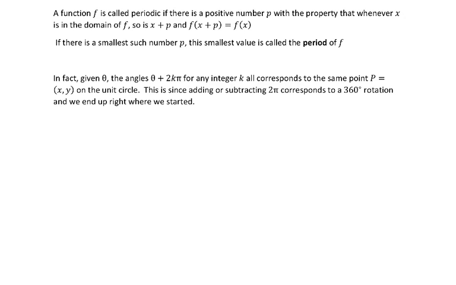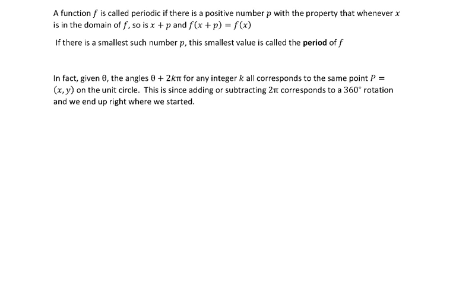Okay, so here what we're going to look at is the concept of a function being periodic. Basically, by definition, a function is periodic if there's a positive number p, such that for every number x in the domain of the function f, x plus p is in the domain, and also f of x plus p equals f of x. So these numbers are the same for every x in the domain. And p has to be positive.